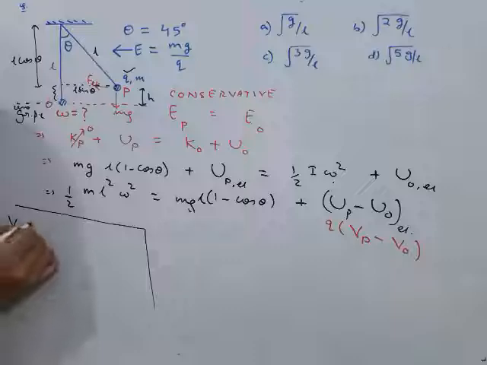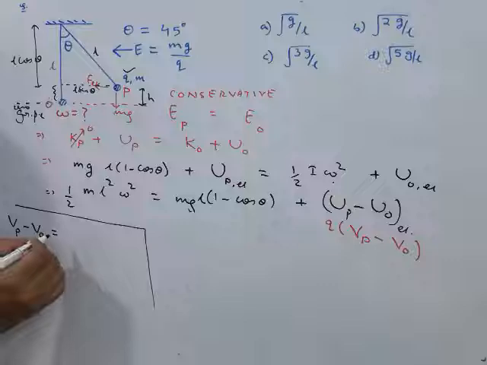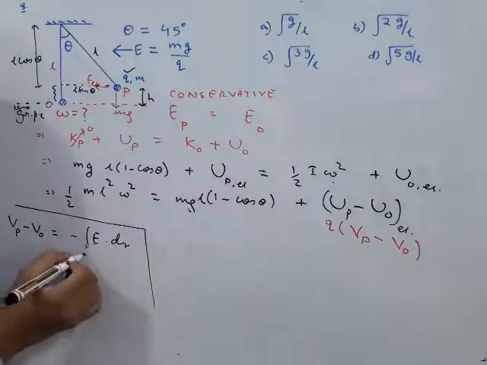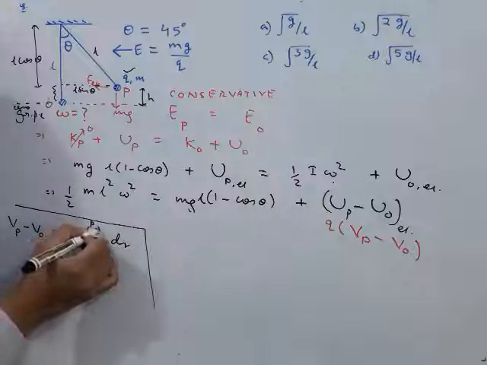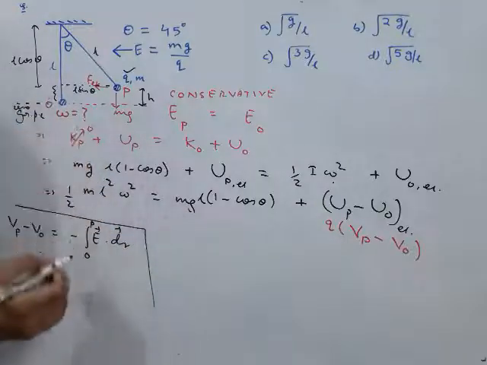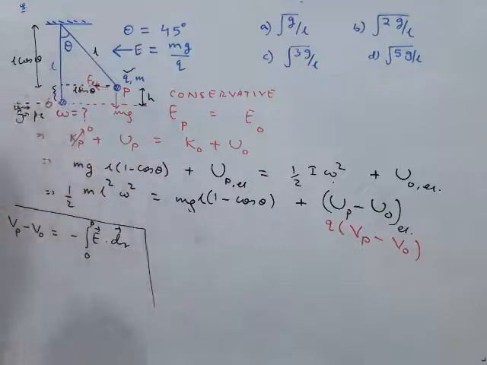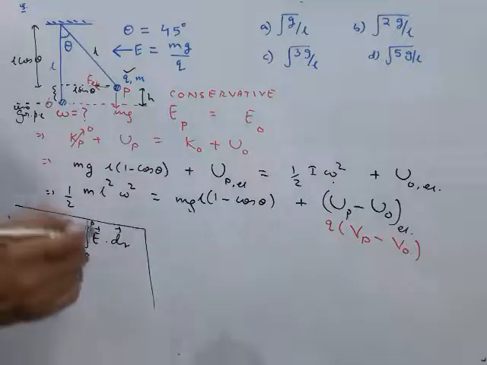Vp minus Vo is equal to, by definition, the potential difference is given as minus integration E dot dr from initial point to final point. Now here the initial point is O, the final point is P. We are finding Vp minus Vo.